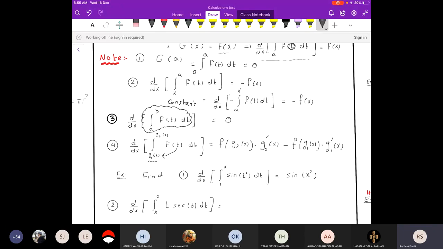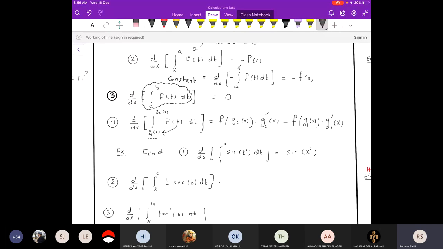Okay, number 2: d by dx of the integral from x to 0 of t secant t dt.